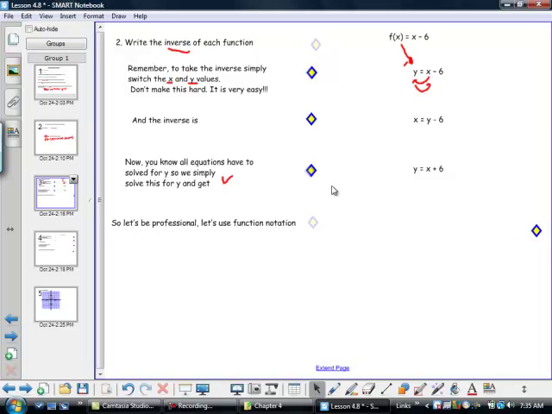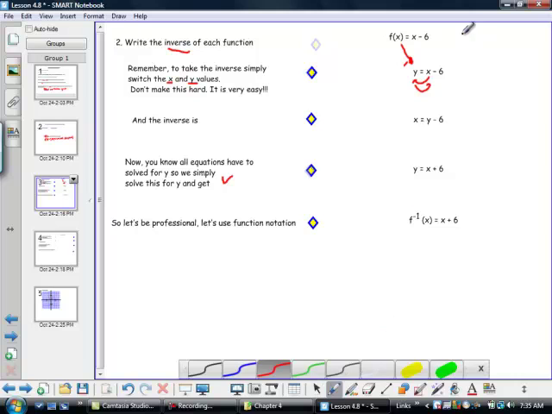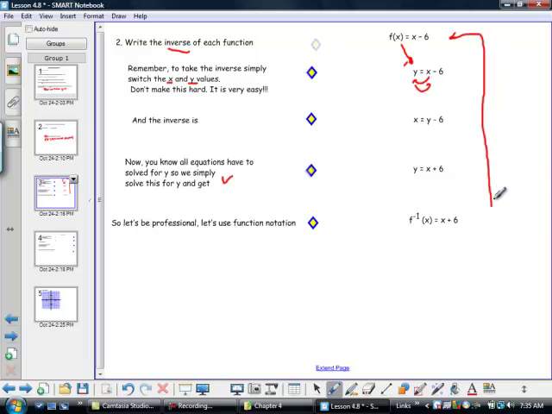So if we are professional and we want to use function notation, we remember that inverse means we have to prime. So there we go. That's the inverse. This function here, and then that's its inverse.